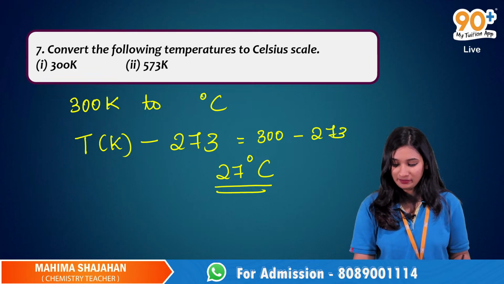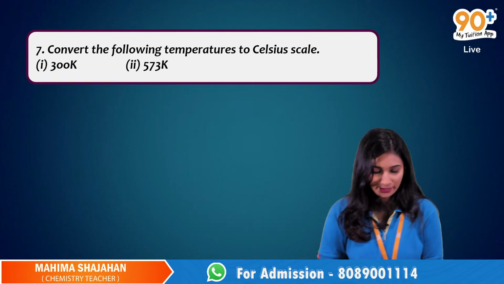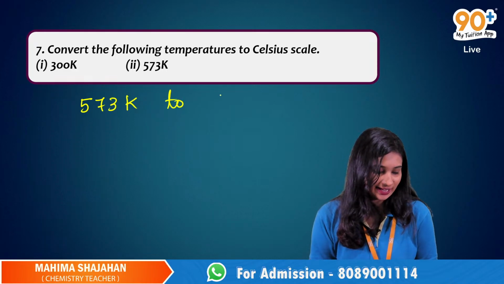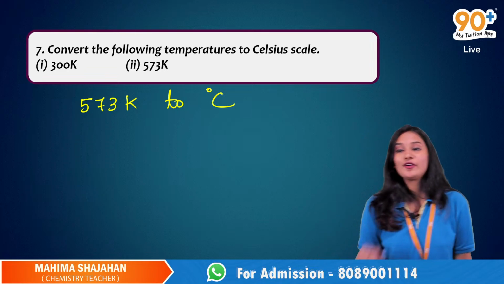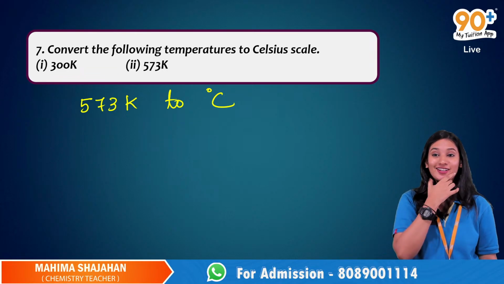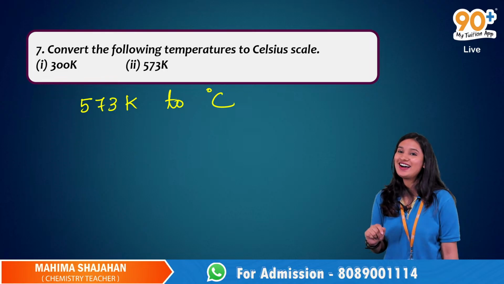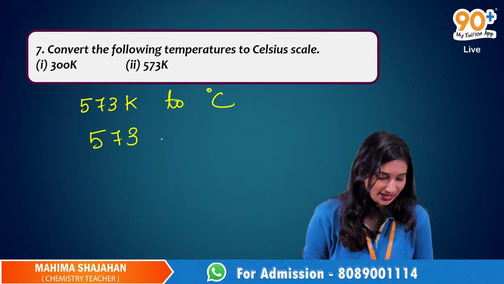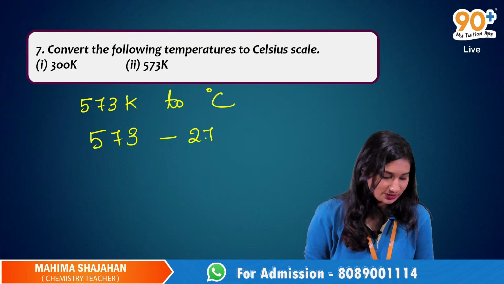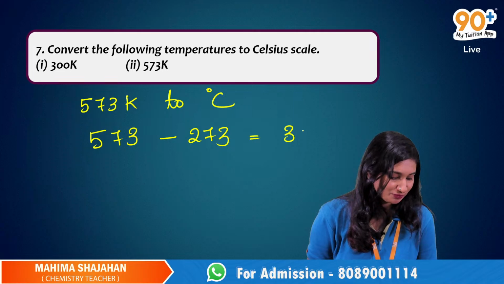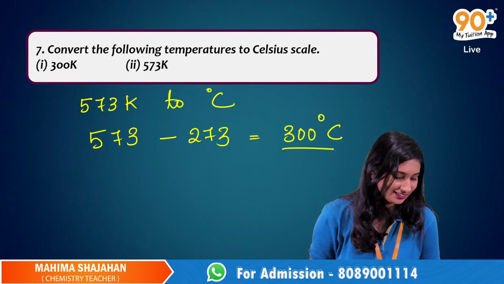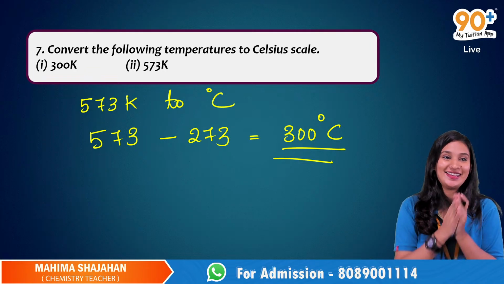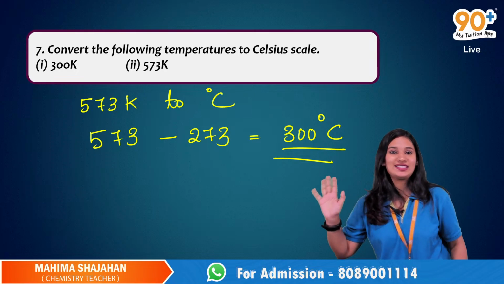Now do the second one. 573 Kelvin to degrees Celsius. What is the answer? Yes, very good. 573 minus 273, that is 300 degrees Celsius. Very good, everyone. Yes, perfect. So is it clear?